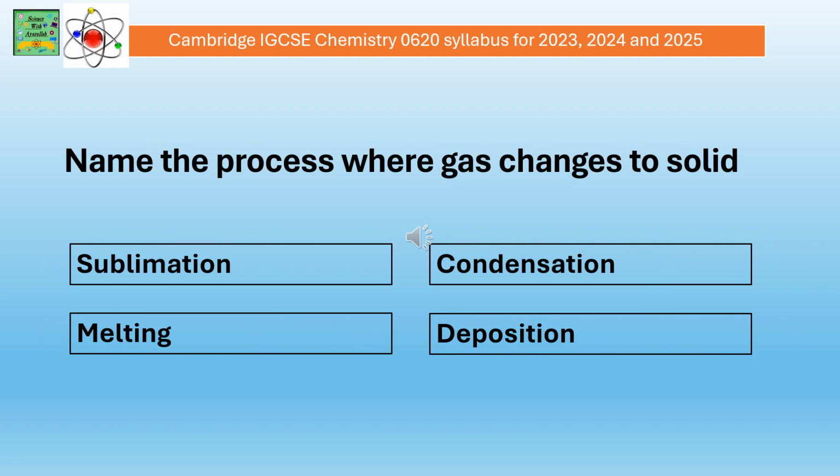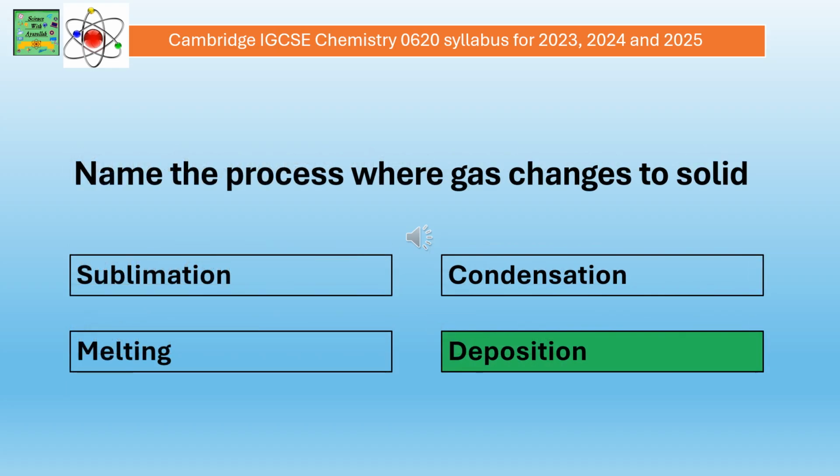Name the process where a gas is directly changed to a solid without changing into a liquid. Sublimation, condensation, melting, or deposition. Which answer is correct? When gases change directly to solid, this process is called deposition.